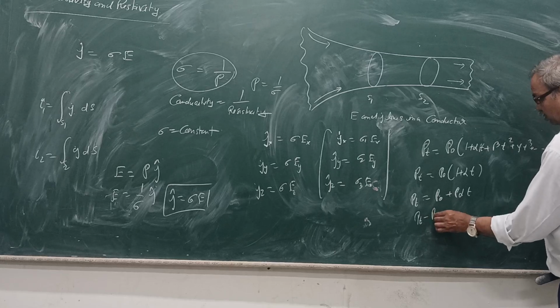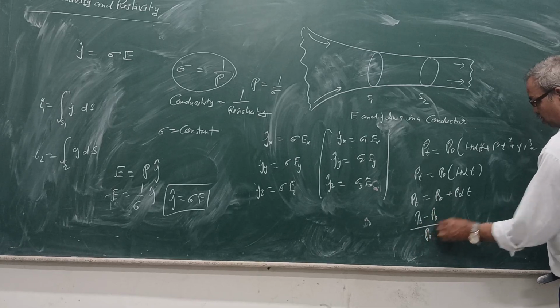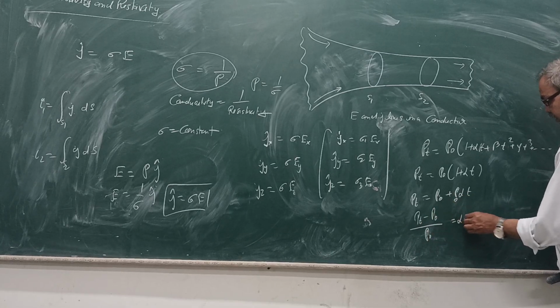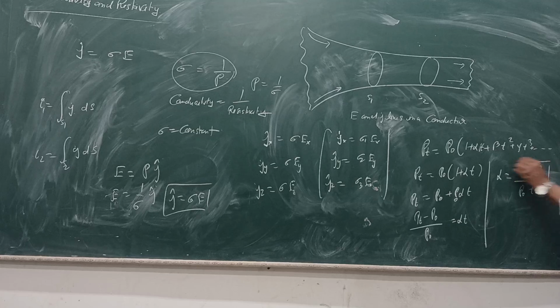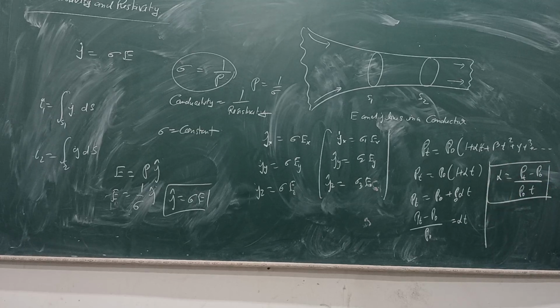This is the temperature dependence: (rho minus rho naught) upon rho naught is equal to alpha into T, where alpha is constant. Alpha is the linear temperature coefficient of the material. It is defined as the fractional increase in resistivity per degree increase in temperature.